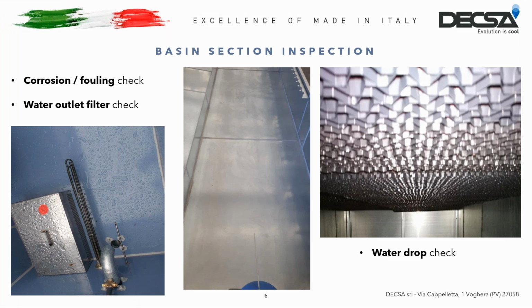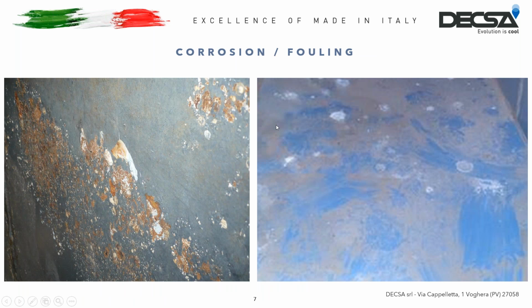After this, it's possible to inspect the inside of the basin. You can proceed with the removal of the protection filter. It's easily removed by pulling it upwards, to clean it and evaluate if it's necessary to clean the basin itself, also checking if there are signs of scale, fouling, or corrosion.